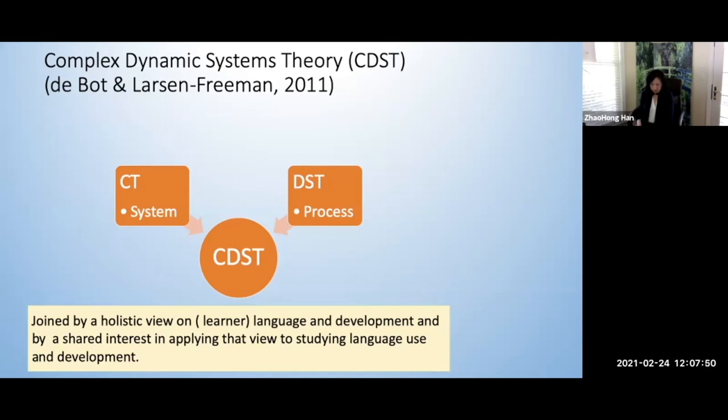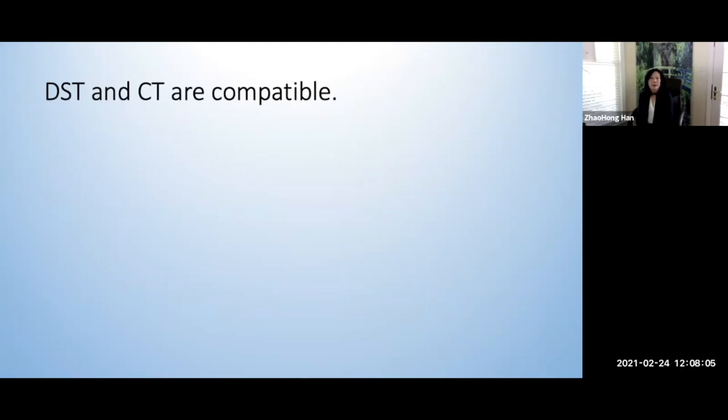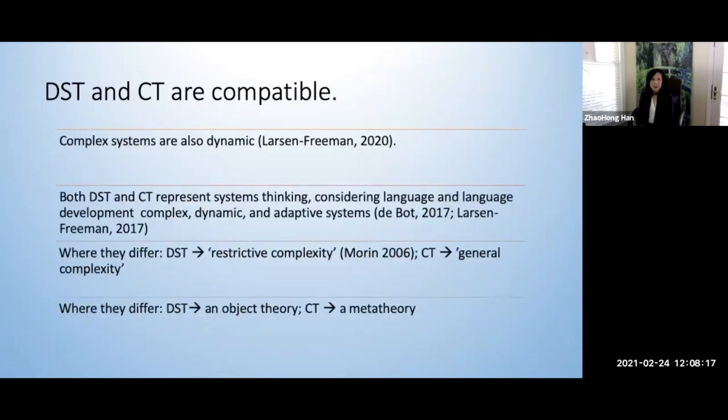At this point, what are the emergent properties from the merger of these two theories? It's still an open question, but it's an interesting question. DST and CT are compatible on some levels, but they're also different. For example, complex systems are also dynamic. Both DST and CT represent systems thinking, considering language and language development complex, dynamic, and adaptive systems.